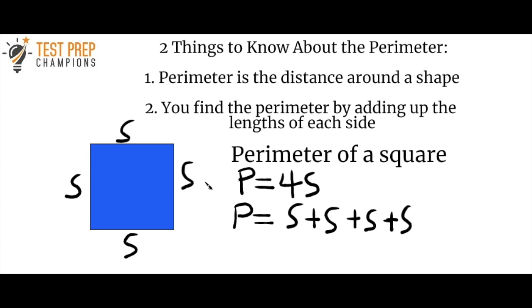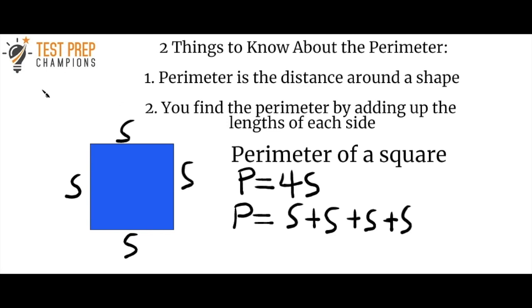There are two different formulas that you can use to find the perimeter of the square. I have written down here P equals 4S, and also P equals S plus S plus S plus S. Now these formulas may look a little bit different, but they're actually the same exact thing. They're both going to give you the same exact answer, so you can pick whichever one you want. Like I said, if you forget these formulas or you space out, just remember that you can always find the perimeter by adding up the lengths of each side.